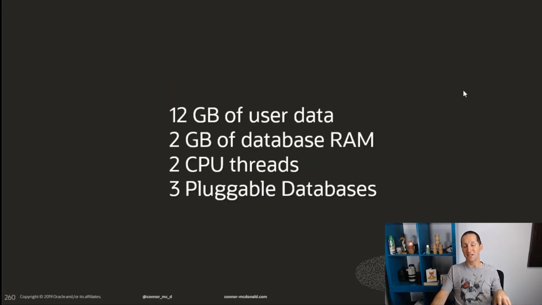Now, these are the limits that come with it. 12 gig of user data, 2 gig of RAM, 2 CPU threads, 3 pluggable databases. You might be thinking, oh, what can I do with that? The Ask Tom database, which gets over 1 million hits a week, is a 5 gig database. You can achieve a lot with a small database. A lot of departmental apps will never hit those limits. And what's more, you can get even more than 12 gig, and I'll explain why in a second.